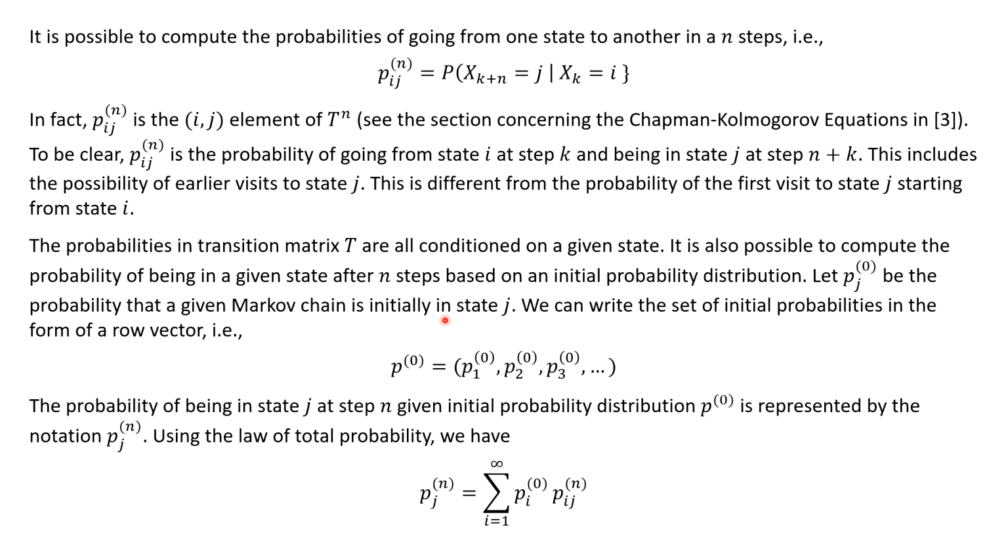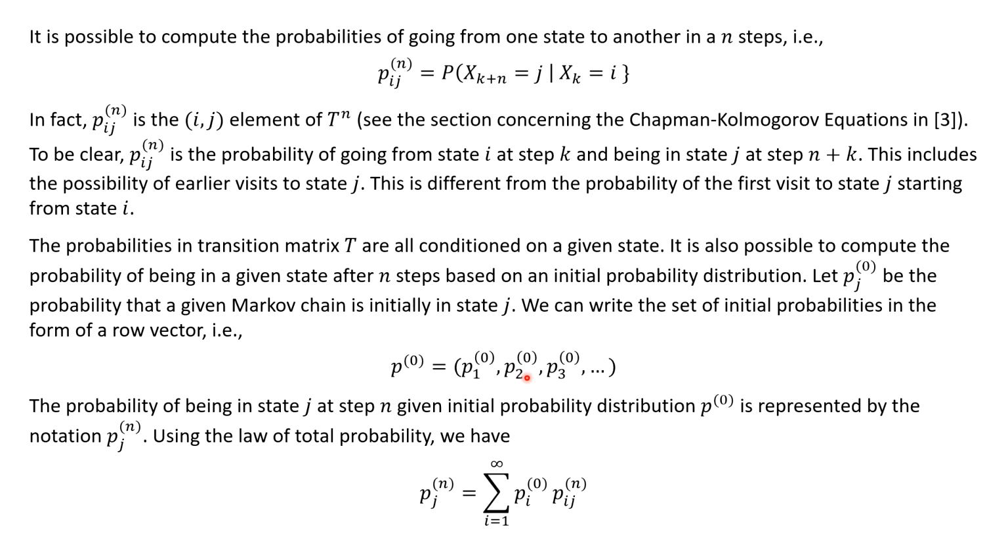One is the initial distribution, which state you start in, and the other is the transition probabilities of going from one state to another. We can write this out. Here I'm showing an infinite number of states, but it could just be finite. It's showing the initial probability of being in state 1, state 2, state 3, and so on.